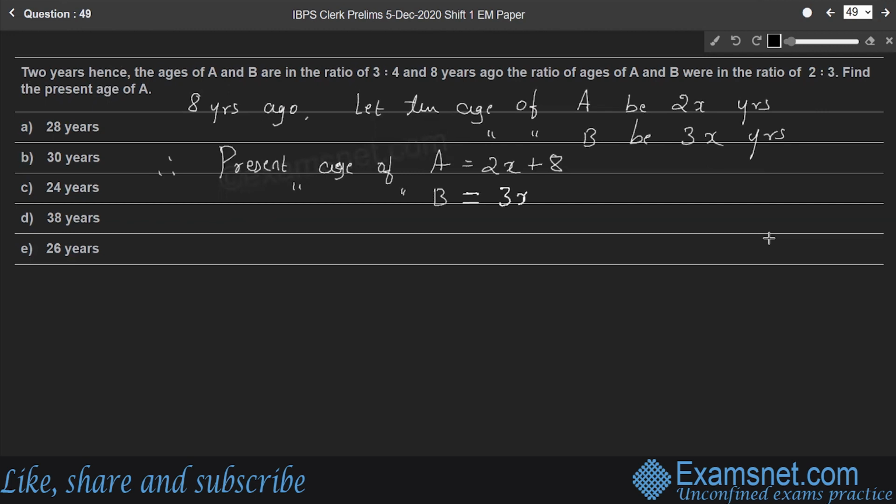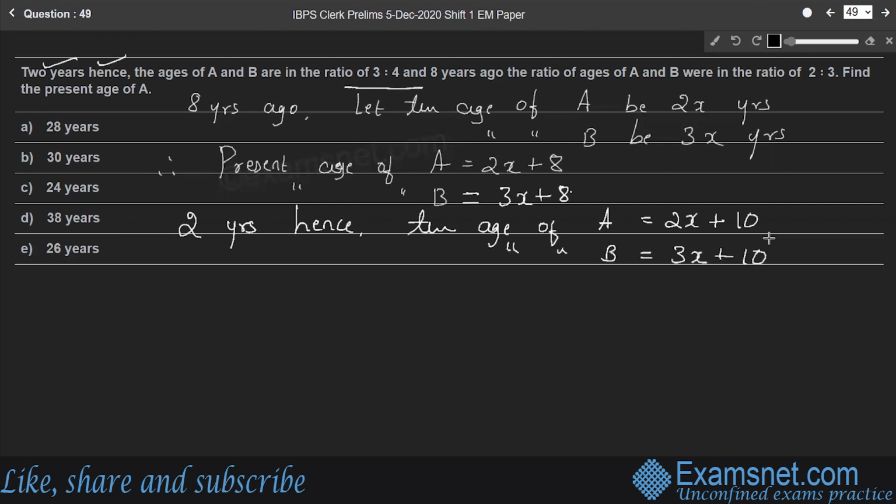Present age of B becomes 3x plus 8. And also it is given that 2 years hence the ages are in the ratio of 3:4. So 2 years hence, the age of A will be 2x plus 10 and that of B will be 3x plus 10. And the ratio is given, it is 3:4.